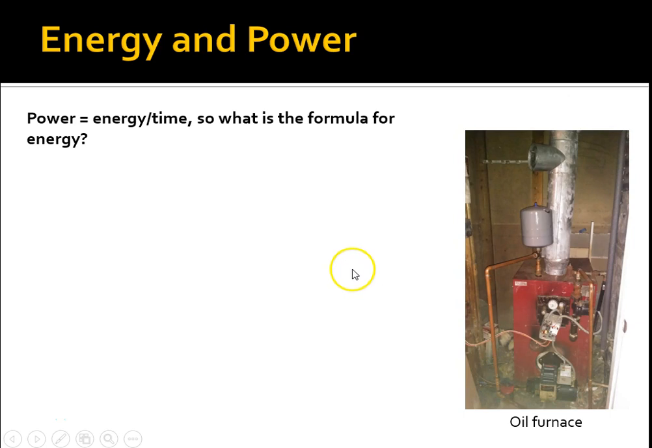So let's look at a little more specific implication here. So remember, power is energy divided by time. So we can use this as an actual mathematical formula. So if you do a little bit of algebraic rearrangement here, what would the formula for energy be? So energy is power times time. This is really fundamental, really important to remember, especially from an energy management perspective.